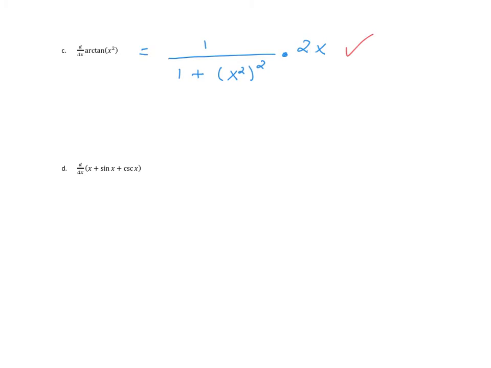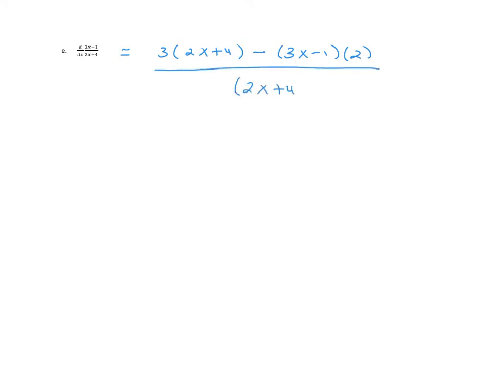The derivative of the next function, the derivative of x is 1, the derivative of sine is cosine, and the derivative of cosecant of x is negative cosecant x times cotangent of x, and that is the answer for this one.